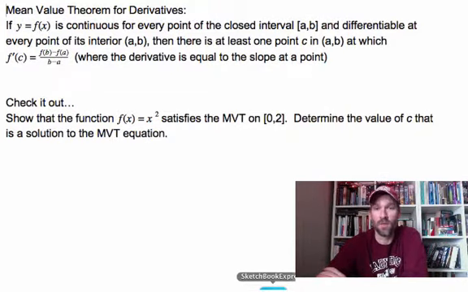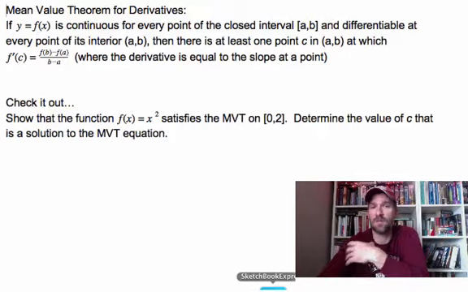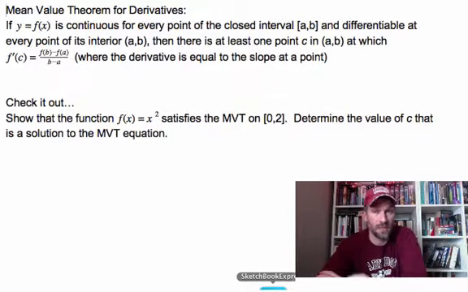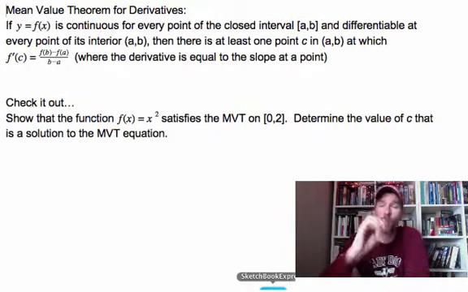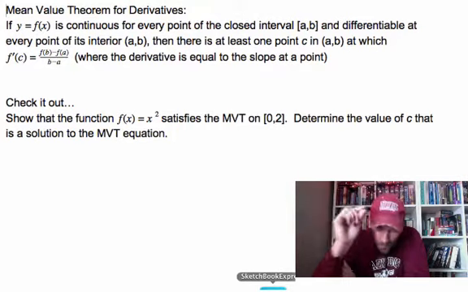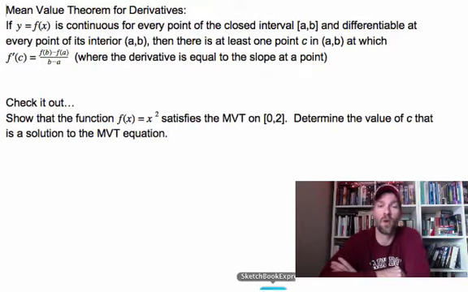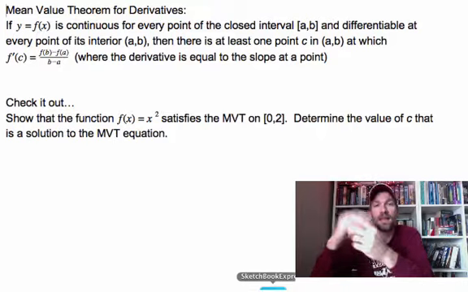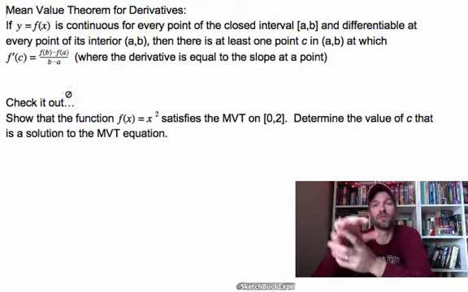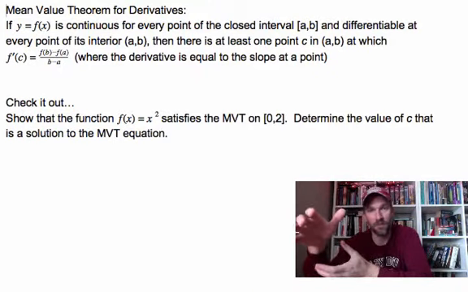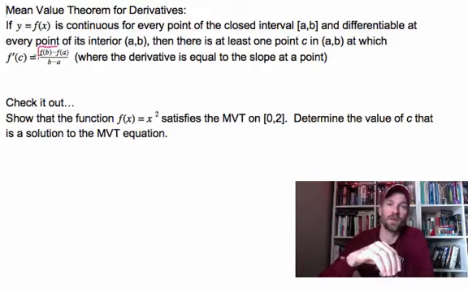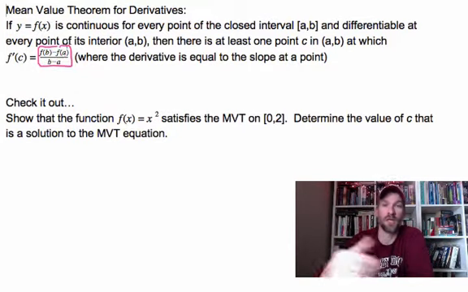And what is that? Well, the mean value theorem says that if you have some function and it's continuous at every point of a closed interval, and you can take the derivative at every point of its interior, not including endpoints, that means it's differentiable, then there's at least one point in there, at least one xy coordinate, where the derivative at that point is equal to the slope. Really cool, because that's what a derivative is. It is the slope of an equation at a specific point.